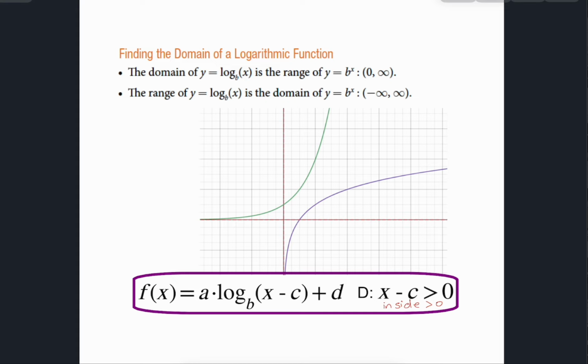So since they're inverse functions, the domain of a logarithm will be the range of our exponential. The range of a logarithm will be the domain of our exponential. So the range goes up and down from negative infinity to positive infinity. The domain, it actually will have a vertical asymptote. So our exponential had a horizontal asymptote. This one will have a vertical asymptote.